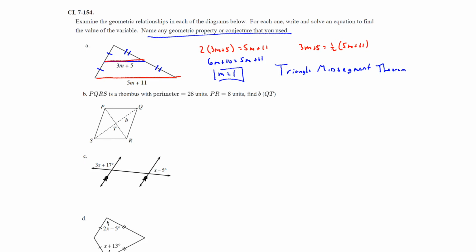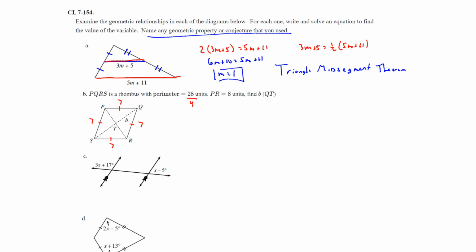Let's go to B. B, PQRS is a rhombus with a perimeter of 28 units. PR is equal to 8 units. Find B, or QT. So remember, a rhombus, by definition, has all of the sides equal to each other. So if we know that the perimeter is 28, if we divide that by 4, then each of these sides would represent 7 units. It also says that PR, this entire distance, is 8 units.